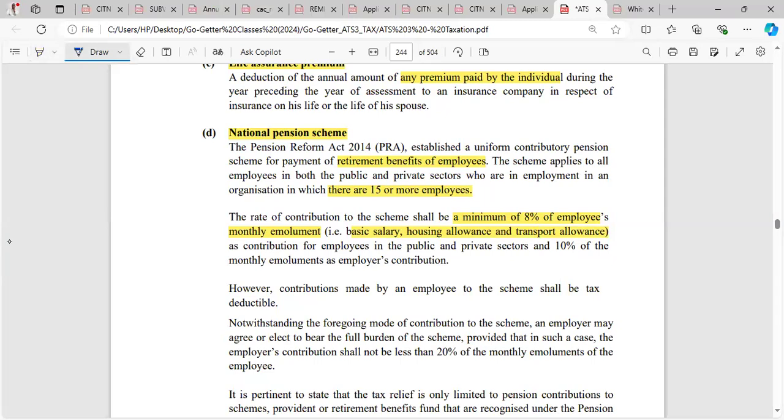So, I would say National Pension Scheme is 8% of BHT, basic, housing, and transport. This is your monthly emolument. Every other thing is jara. Any other allowances you get is not your monthly emolument.